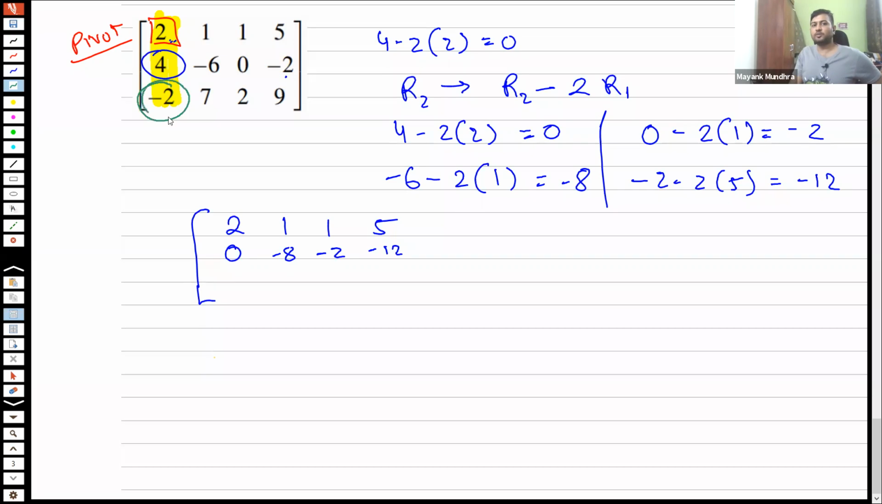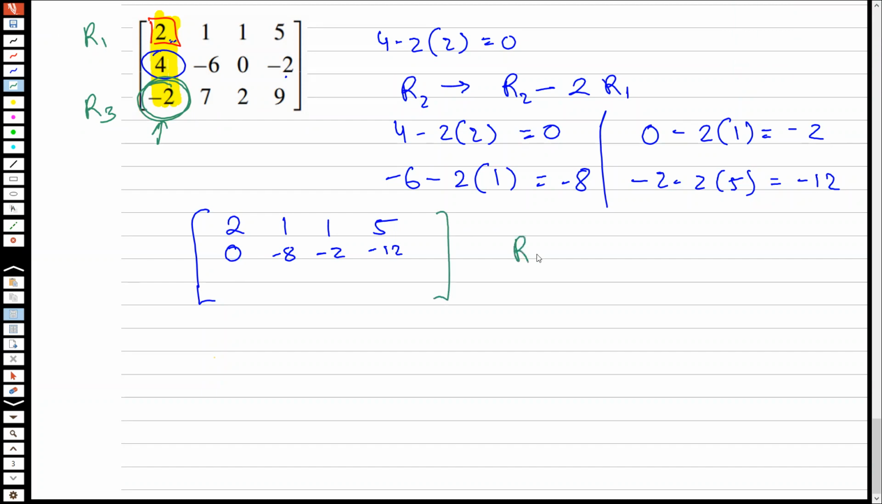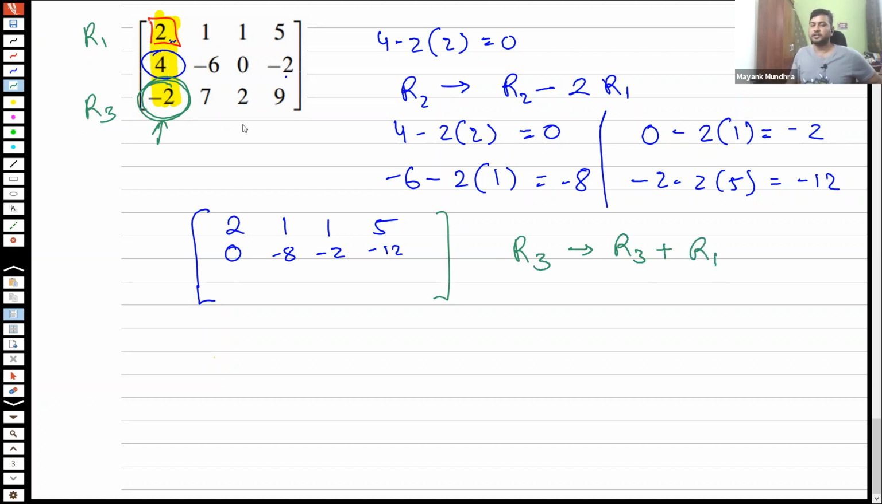Now, similarly, I want to make this thing 0. So I want to do some operation on row 3 with respect to row 1 to make row 3's leading element 0. So what should be the operation that I do? R1 plus R3. Row 3 goes to row 3 plus row 1, right? So that would make this thing 0. So 7 plus 1 is 8, 2 plus 1 is 3, and 9 plus 5 is 14.